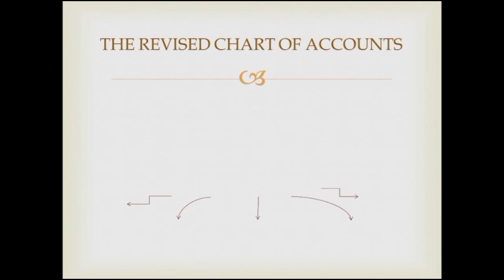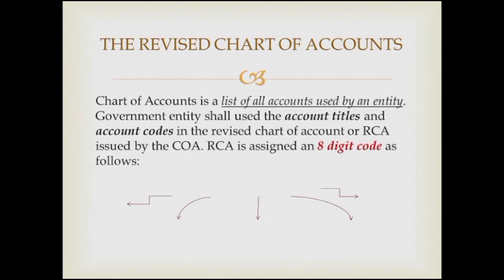The Revised Chart of Accounts. A chart of accounts is a list of all the accounts used by an entity. Government entities shall use the account titles and account codes in the Revised Chart of Accounts or RCA issued by the COA. The RCA includes numerous accounts. Only a few of these accounts are shown below, as presenting the complete list would take more than double the number of pages in this book. Each account in the RCA is assigned an 8-digit code as follows.